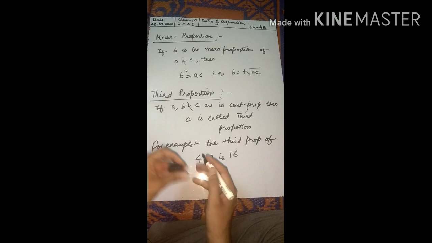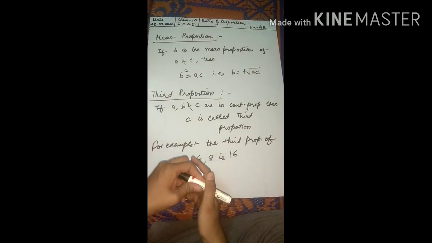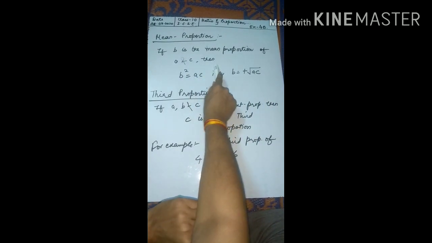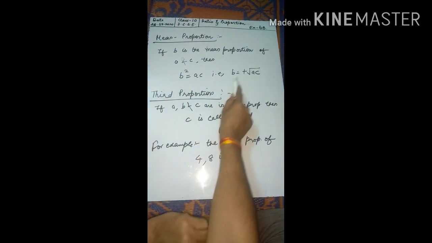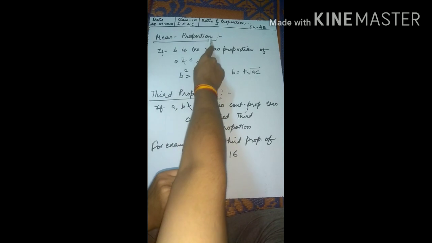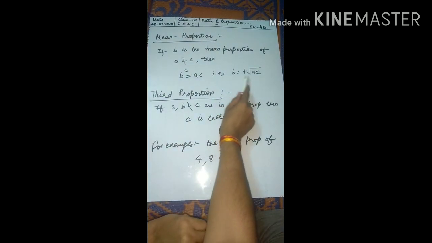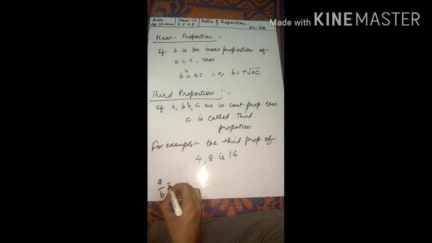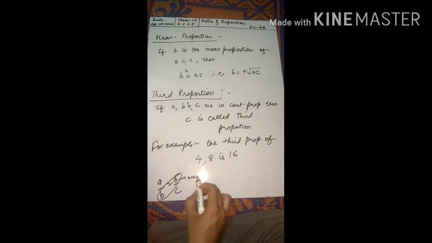Let us come to the next two topics, that is mean proportion. If B is the mean proportion of A and C, then B square is equal to AC, and B is equal to the square root of AC. Whatever we write, A upon B is equal to B upon C, here this B is called the mean proportion.